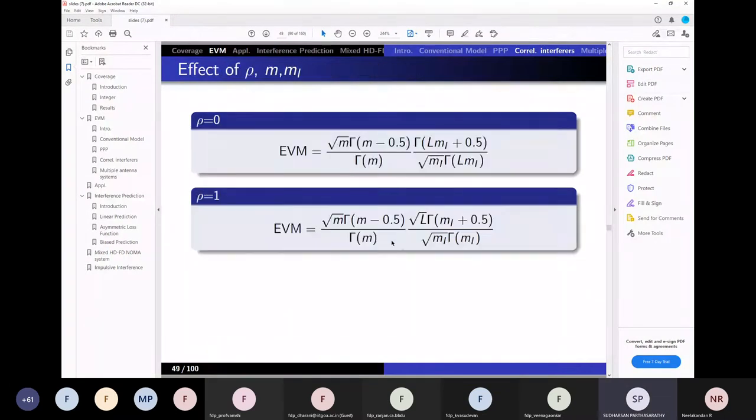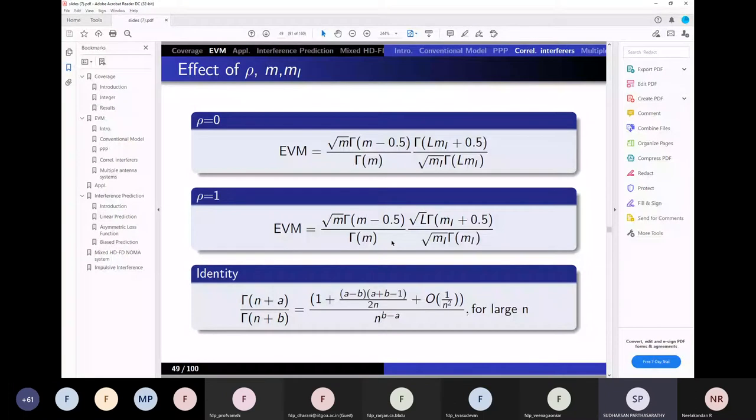Next slide, slide number 49. We can allow rho to tend to zero, which means you get the completely uncorrelated case. We'll get back the old EVM that we had for Nakagami. We can also allow rho to tend to one, which means the completely correlated case.